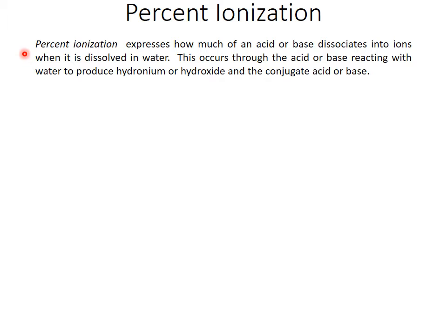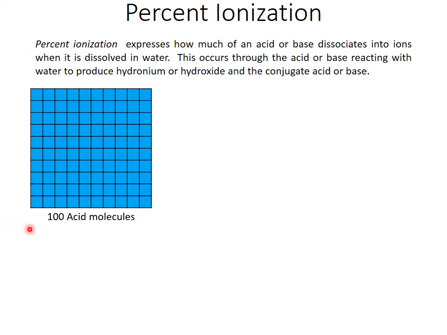Let's take a look at a sample exercise here. Let's say that we have a sample pool of 100 acid molecules. Since this is currently the pure acid, none of it is going to dissociate. There's no water around for it to react with. If, however, we drop this acid into some water and let it dissolve, then some portion of this 100 molecules is going to dissociate.